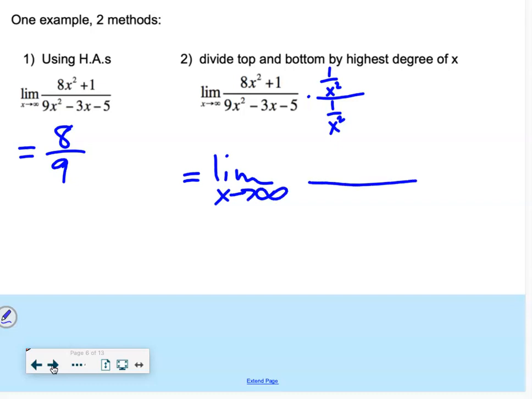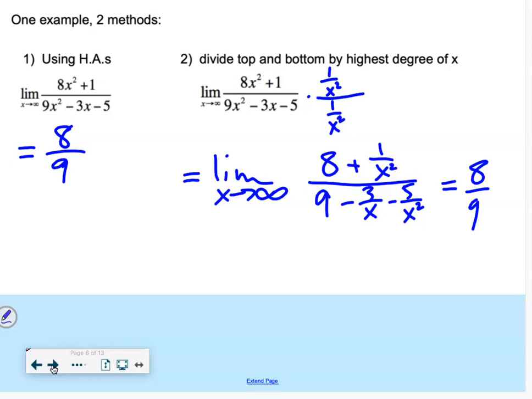If you multiply the top by 1 over x squared, what does the first term become? 8 plus 1 over x squared, right? Let's look at the bottom. What does the first term become? 9 minus 3 over x minus 5 over x squared, right? When the degrees are the same, remember x is going to infinity, all the terms that aren't the leading terms will have an x on the bottom, and those will all go to 0, right? And all you're left with are your leading coefficients.